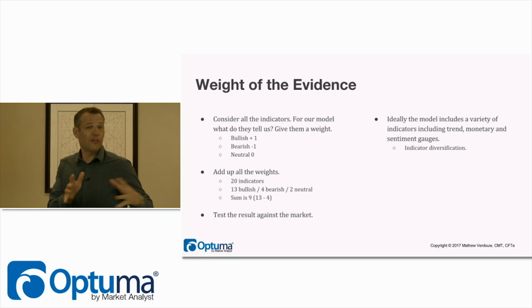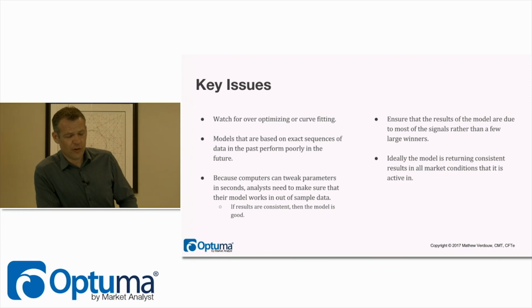If we were to do this historically through our test period, does this give us incremental gain or not? Ideally, the model includes a variety of indicators, including trend, monetary policy, sentiment gauges, and things like that. We want diversification of our indicators. All right, key issues that we need to watch out for. We've got to watch for over-optimizing or curve fitting.